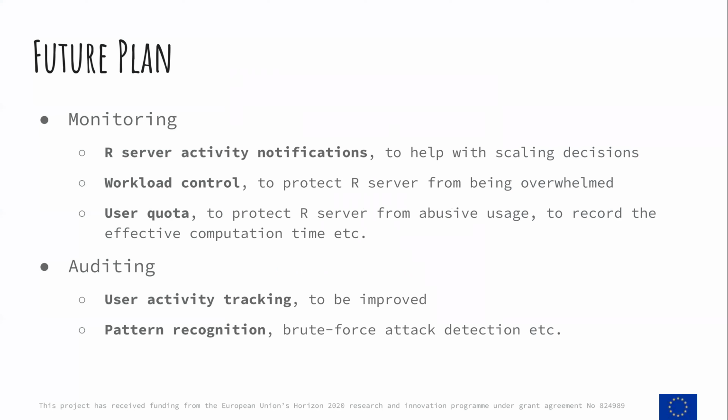Given the feedback of the DataSHIELD community, I think that it's important to work on two topics, monitoring and auditing. Monitoring, because it's good to have feedback of what the R server activity is, to help with the scaling decisions. So right now, it's when the R server gets killed by the overload that people know that there is something wrong with the load. So it would be good to be more proactive in that regard.